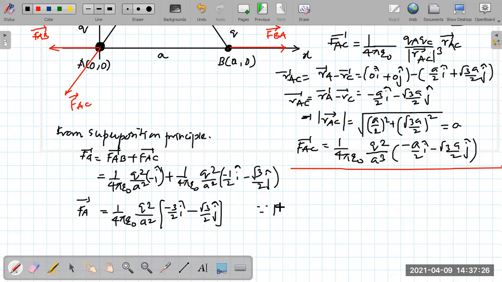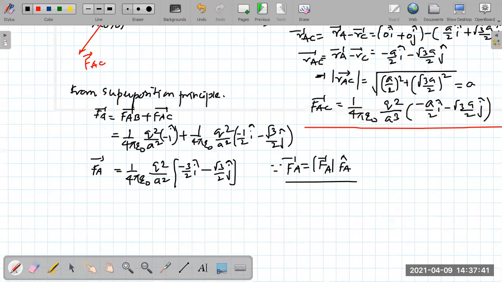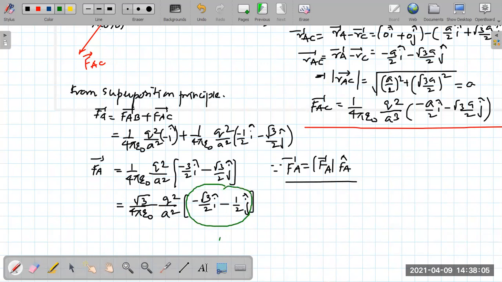But what do you know is that force on A will be equal to magnitude of force times its unit vector. Any vector must be represented as magnitude and direction. So for that, I'll write it as 1 by 4 pi epsilon naught. Let me take root 3 common. What benefit you get out of taking root 3 common? This will be minus root 3 by 2 I cap minus 1 by 2 j cap. You can see that this is a unit vector, right? This part will be f cap. Are you getting the point?